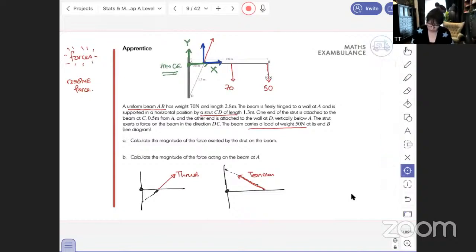Now I need to work out what angle that is. Now they tell me something here. What do they tell me? Oh, no, they don't tell me, but they tell me that distance and they tell me that distance. So I can work out this angle using trig, normal trig, right? If I tell you that that's 0.5 and this is 1.3, the hypotenuse, and this is theta, then sine theta is the opposite over the hypotenuse.